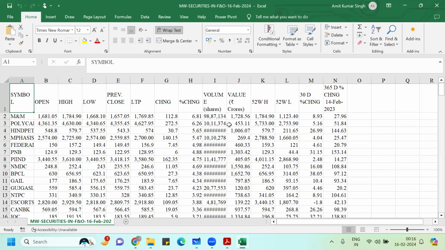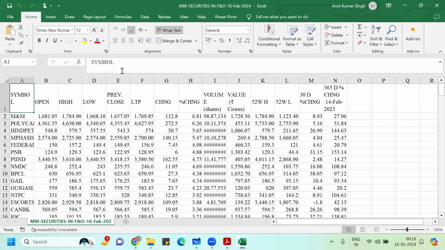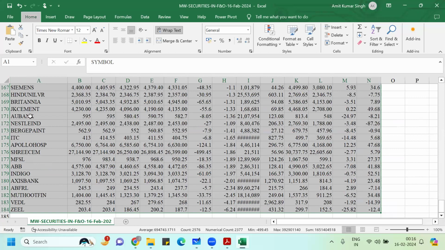So if I just make a manual count of this, you can see around 183 stocks which are trading in the derivative market. Out of 2,600 stocks, you just see only 183 stocks actually trading in the derivative market.